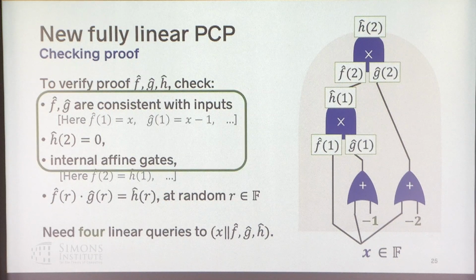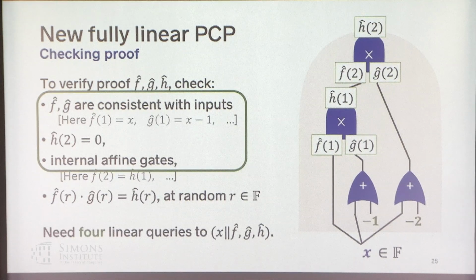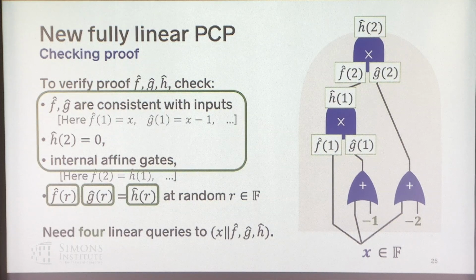So it turns out all of these affine checks can be done with one linear query. I can take essentially a random linear combination of these affine checks. With one linear query, I can check all of those things. And then evaluating f and g and h at a random point can be done with 3 linear queries together. So if you put all of these checks together, it just requires 4 linear queries no matter how big your circuit is. And the soundness is like circuit size over field size.